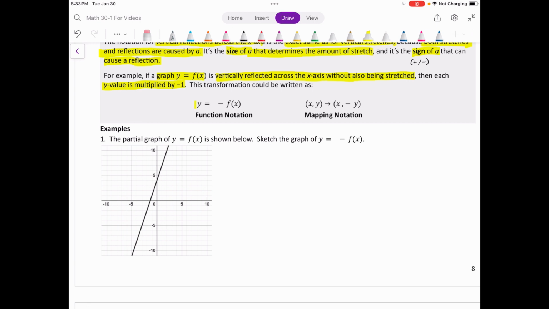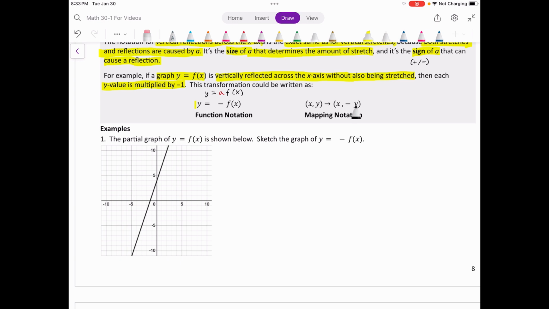Same thing. Notice, folks, this is still y equals a times f of x, exactly what we were doing with vertical stretches. It's just that a is -1. So in function notation, a vertical reflection with no stretch or anything else happening just looks like y equals negative f of x. Take your original function, multiply its outputs by -1. In mapping notation, take your original point (x, y), make the y value have the opposite sign. Multiply it by -1, right?